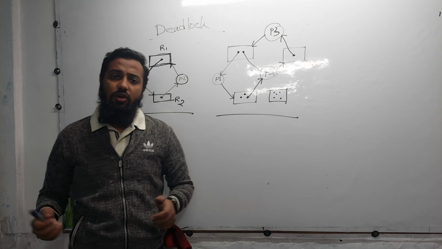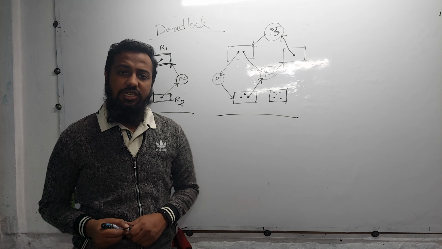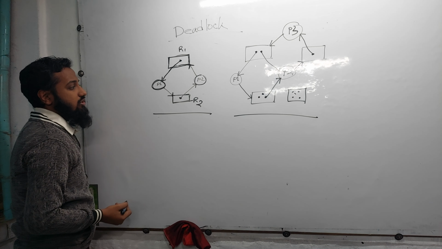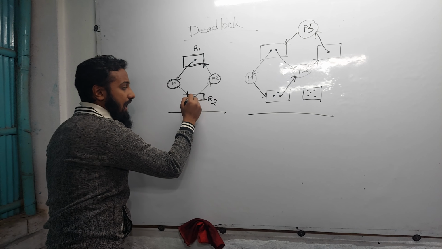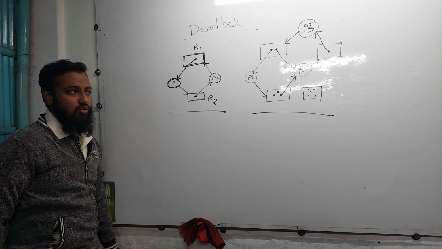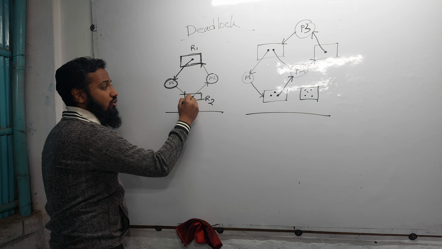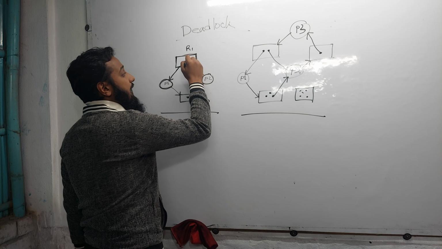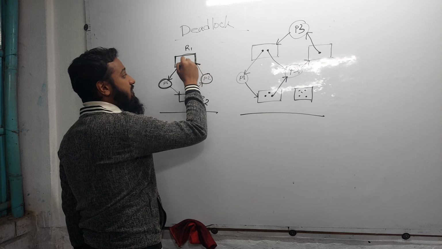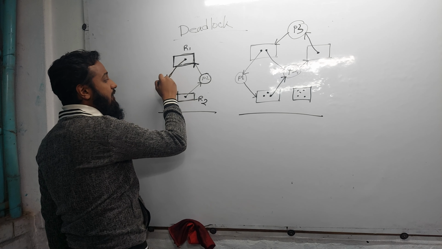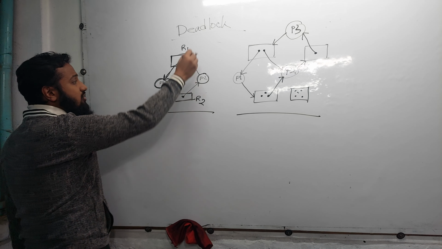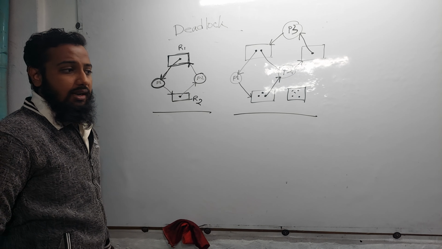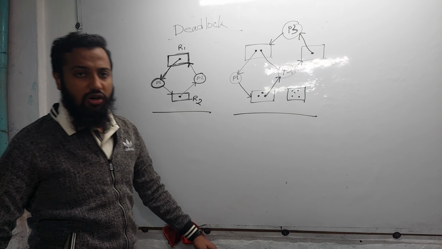So now, what is deadlock? Deadlock is a situation when a process is holding an instance of a resource and requesting an instance of another resource. And the requested resource is held by another process, which is requesting another instance of another resource held by yet another process. Because of this, none of the processes can execute, and this situation is called deadlock.